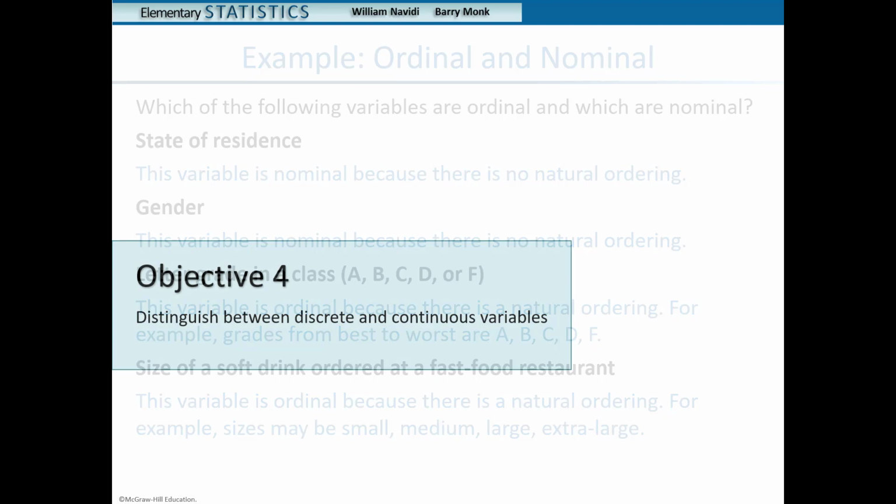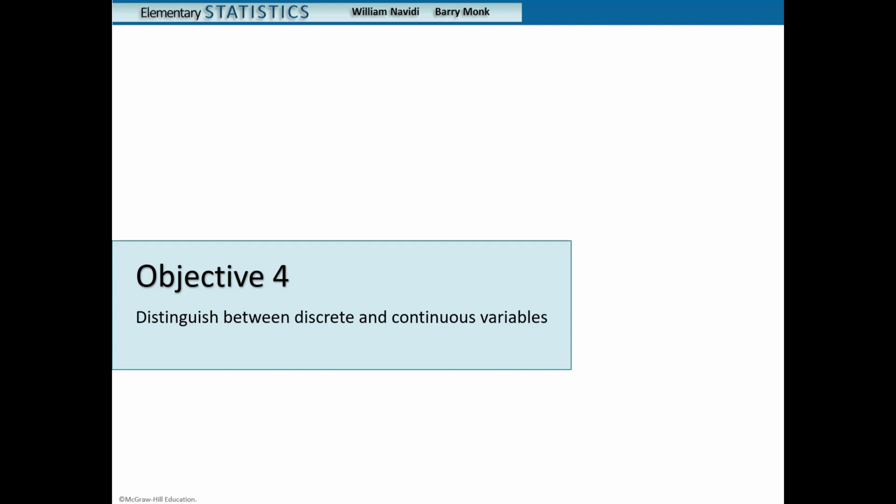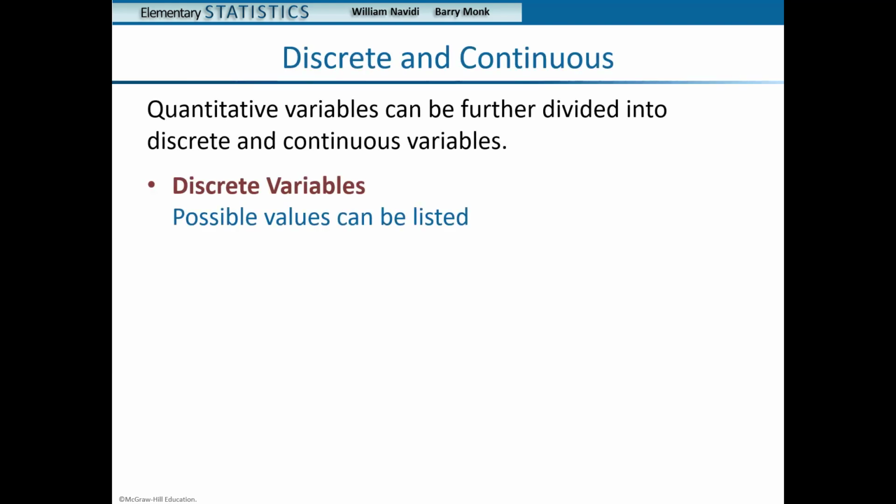And now moving back over to quantitative variables, our next objective. Quantitative variables can also be subdivided into two different types, which would be discrete and continuous variables. Discrete variables are a situation where the possible values can be listed. Remember that the values associated with any quantitative variable will always be numbers, so if it's discrete, it would be a finite number of numbers. We can list them.